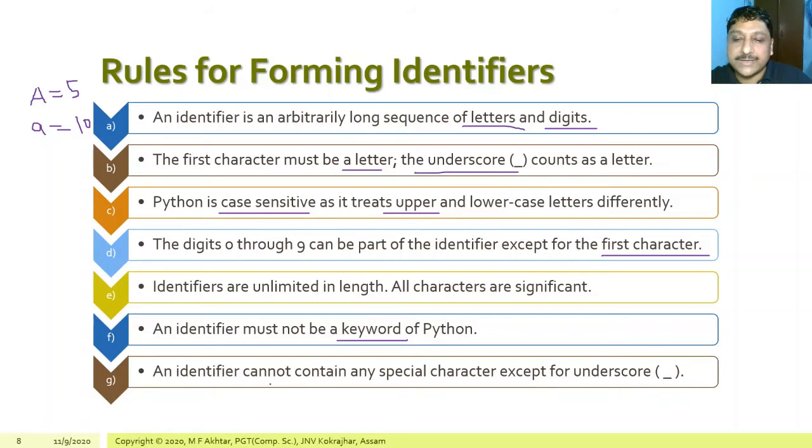Some keyword names may be there. An identifier cannot contain any special character except for underscore. No other characters: we can use only letters, digits, and underscore characters, and no other symbols. For example, the hash symbol, dollar symbol, and dot symbol cannot be used in identifier names. It must be taken care of.